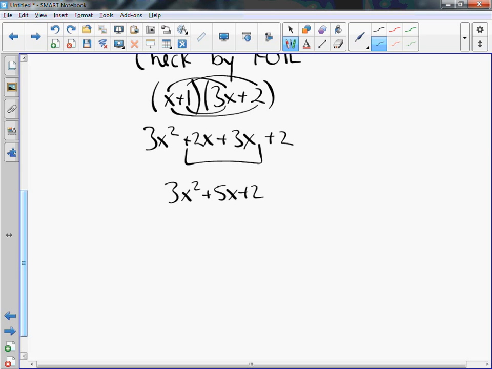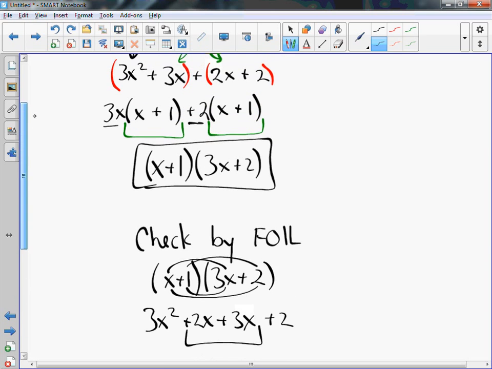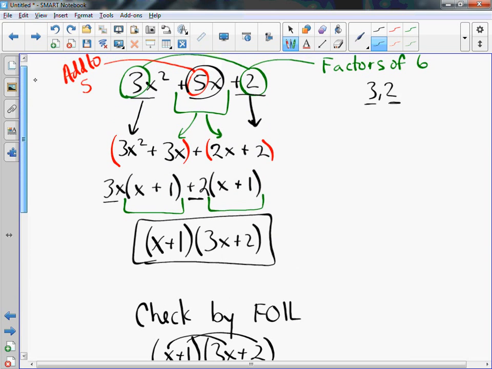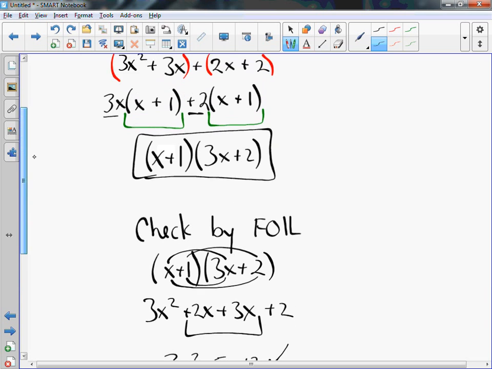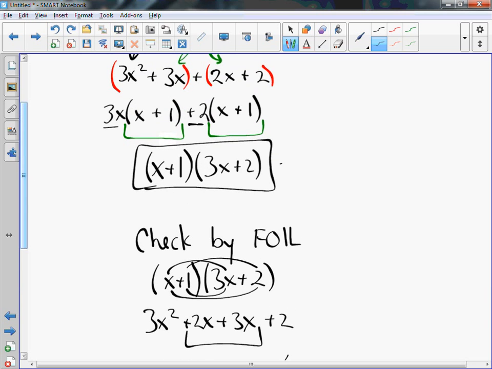Is that the correct trinomial? 3x squared plus 5x plus 2, that is correct. Our factored form is correct. This is the correct factored form of that trinomial. Okay, let's do one more example.